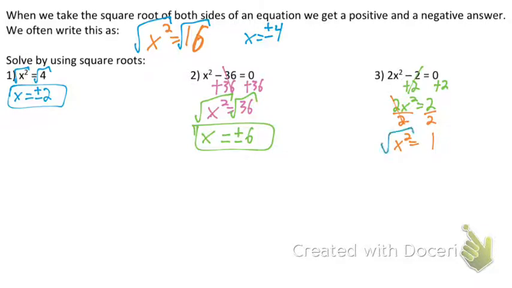Okay, so what do I do now? Take the square root. I square root both sides. What's the square root of x squared? X. We know that x times x is x squared, and we know the square root and square undo each other. What's the square root of 1? 1. Is that our answer? Positive and negative 1.